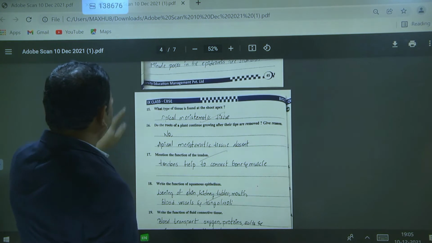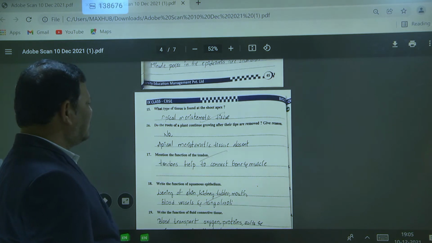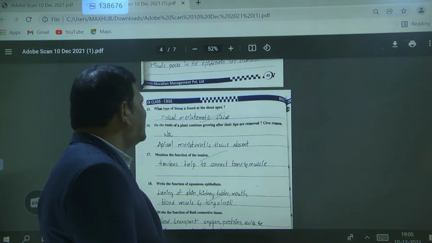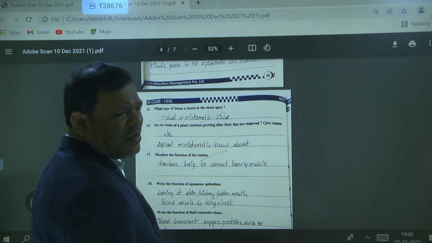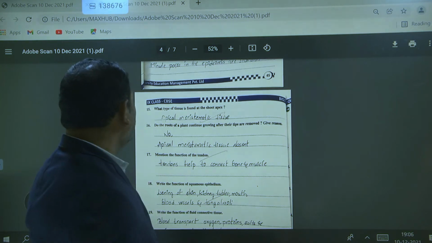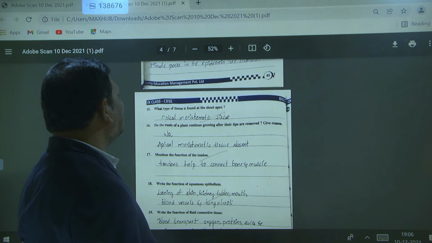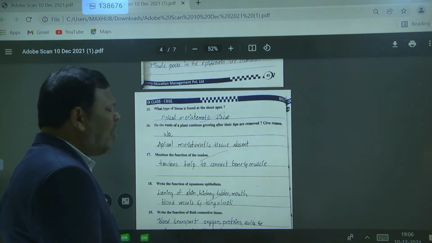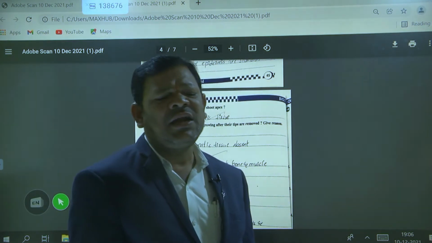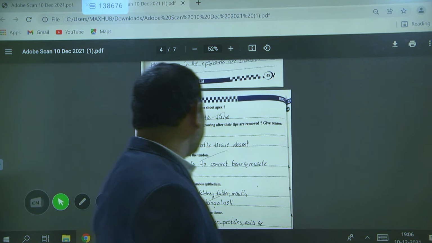Next, what types of tissues are found in the shoot apex? Apical meristematic tissue is present. Next question, do the roots of the plant continue growing after their tips are removed? No, because apical meristematic tissue is absent. So if you cut the tip of the root or the tip of the shoot, no growth of the plant is seen.